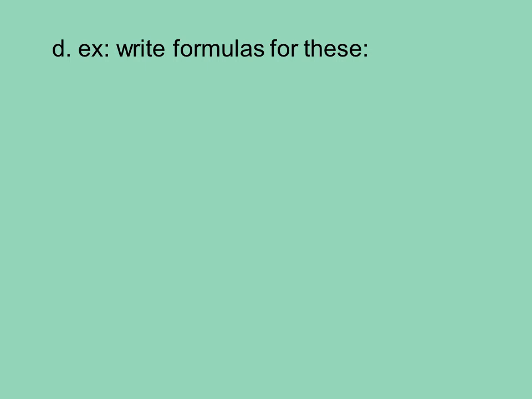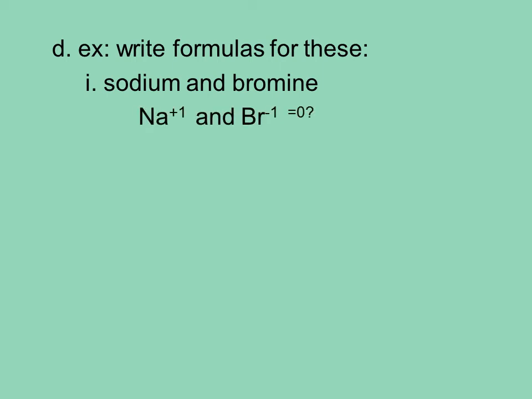Here's some examples for you. Write formulas for these. Sodium and bromine. Sodium is Na, and the charge becomes +1 as an ion. Bromine is a halogen, Br, and it gains 1 electron to become -1. So the question is, do those charges equal 0? Yes, they do. +1 equals -1. So it's NaBr.